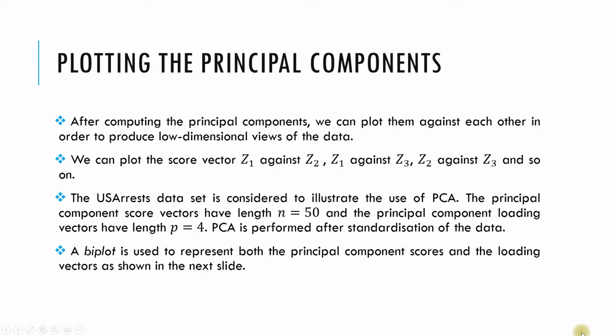To illustrate principal component analysis, we are going to have a look at the USArrests data, which is available from the ISLR package. This data consists of four variables and 50 observations. So what we want to do is standardize the data first.